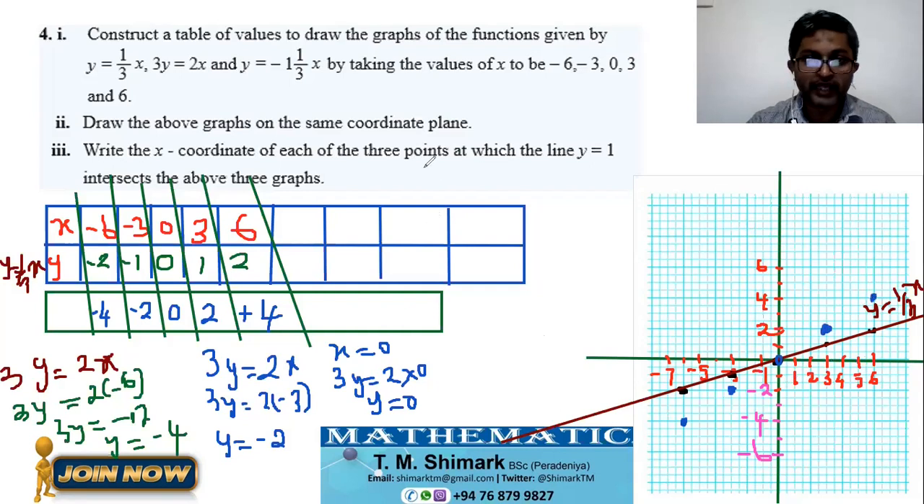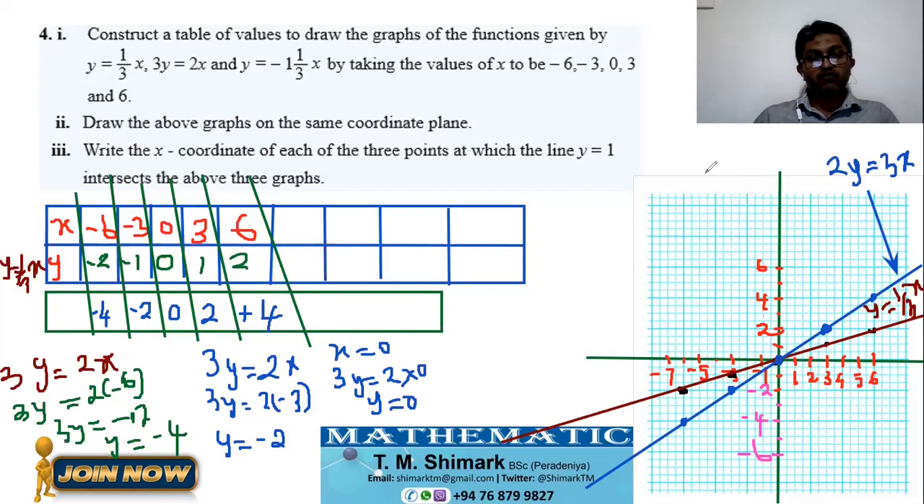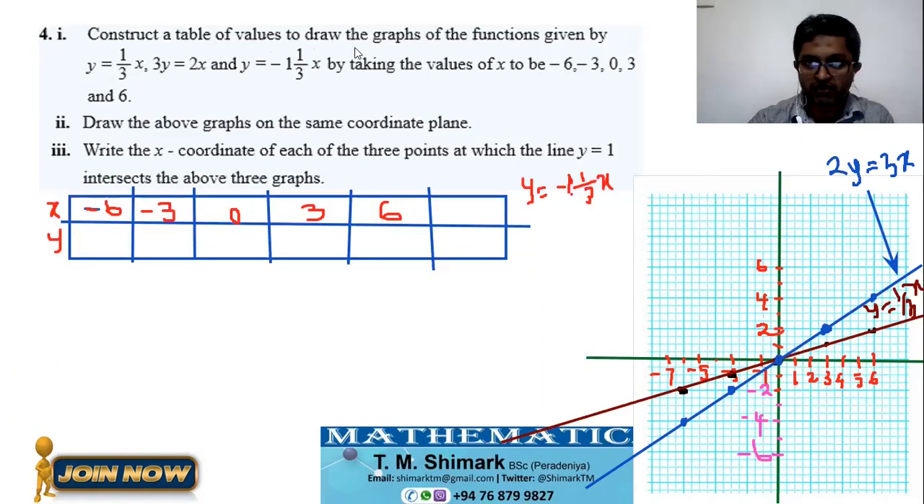So I'm going to draw that line here. I have to make sure that it goes through all these points when you are drawing. And I will mark that as 3y equals 2x. That's the equation. We will check for the next one, minus 1 by 3x, which has a mixed number, right?